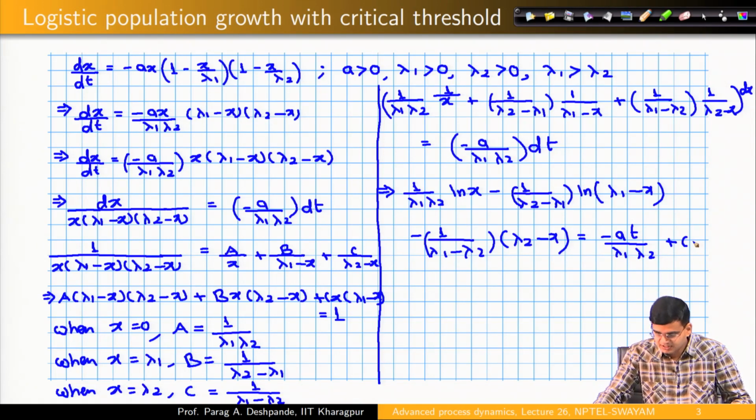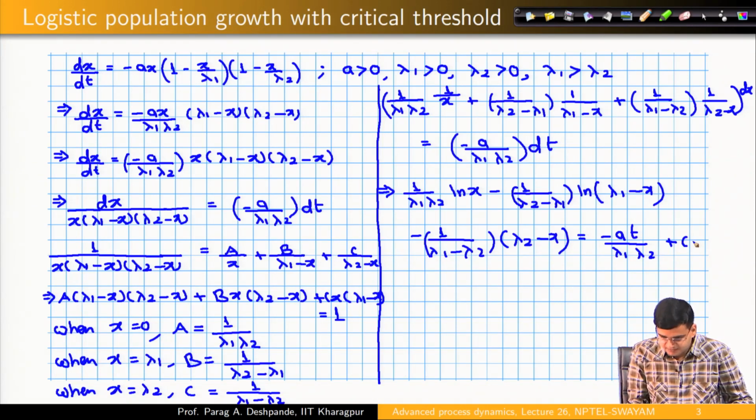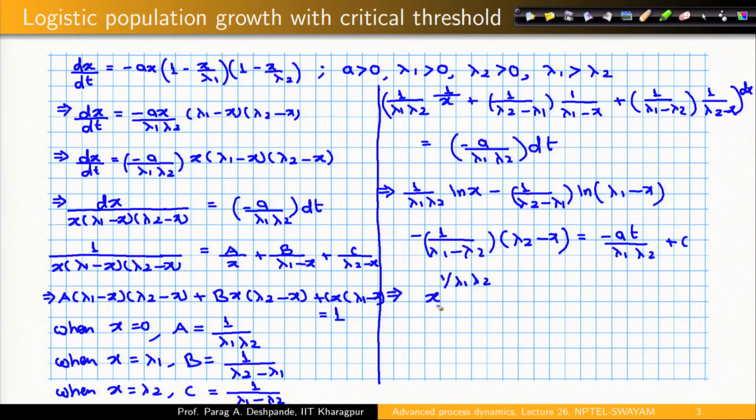You can consider that integration constant into some different functional form, so as to make the expression a little easier to be rearranged. But even if I do that, what I am going to get on the left hand side is an expression of the form x to the power 1 upon lambda 1 lambda 2, then lambda 1 minus x to the power minus 1 upon lambda 2 minus lambda 1, multiplied by lambda 2 minus x to the power 1 upon lambda 1 minus lambda 2, would be some function of t, exponential function, but this would be some function of time.